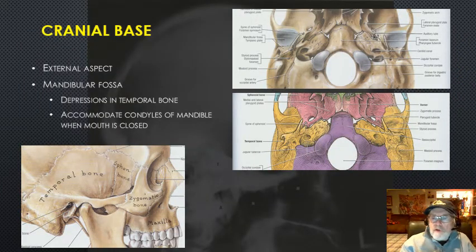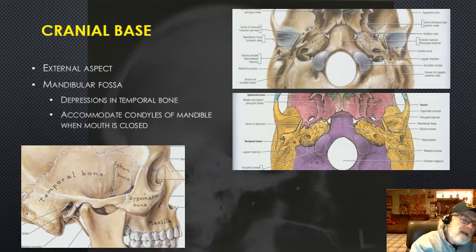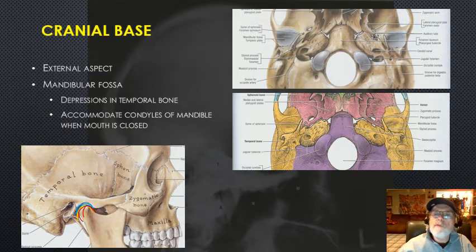The mandibular fossa, we talked about this before when we talked about the condyle of the mandible. Here's the condyle of the mandible right down here. Let me draw it in a little red. Here's the condyle of the mandible, and that sits in that joint. There's a fossa in the temporal bone. The temporal bone has that fossa.